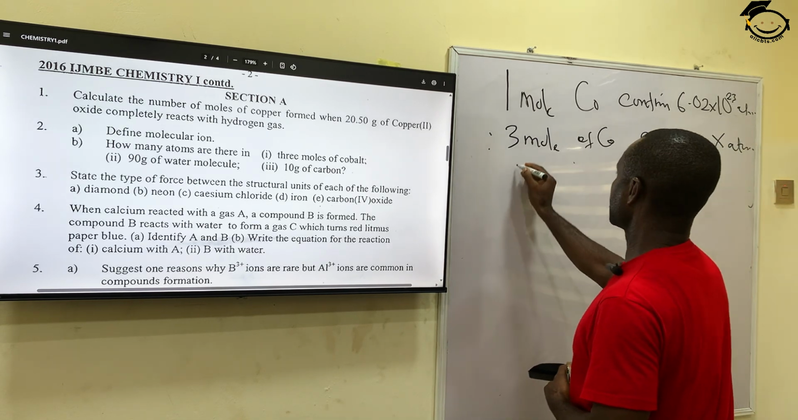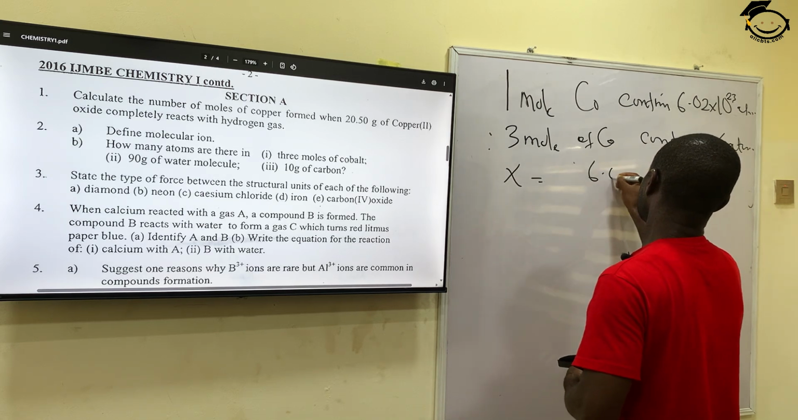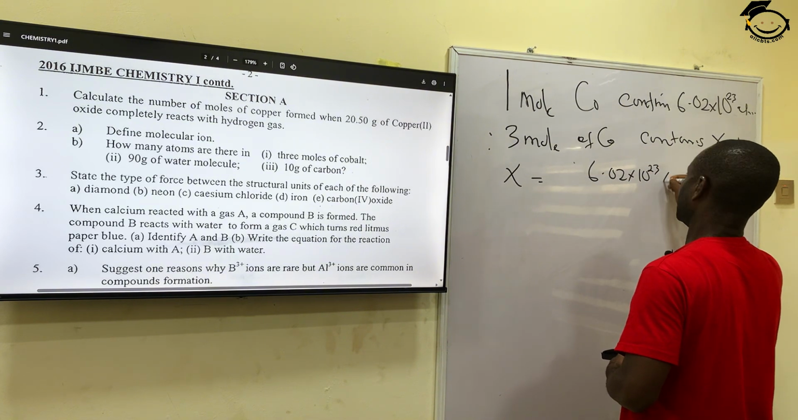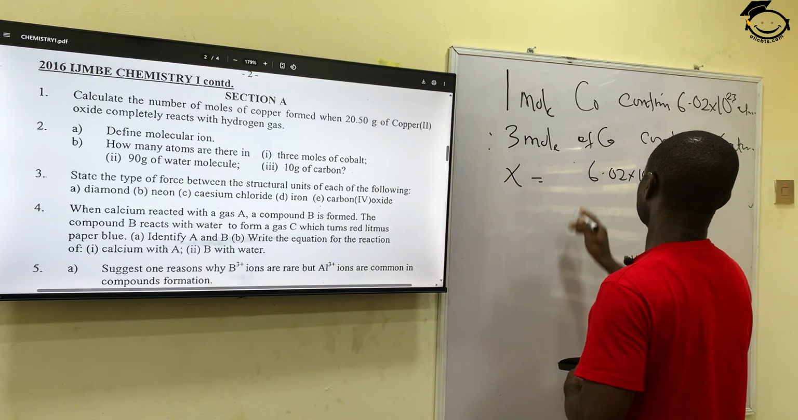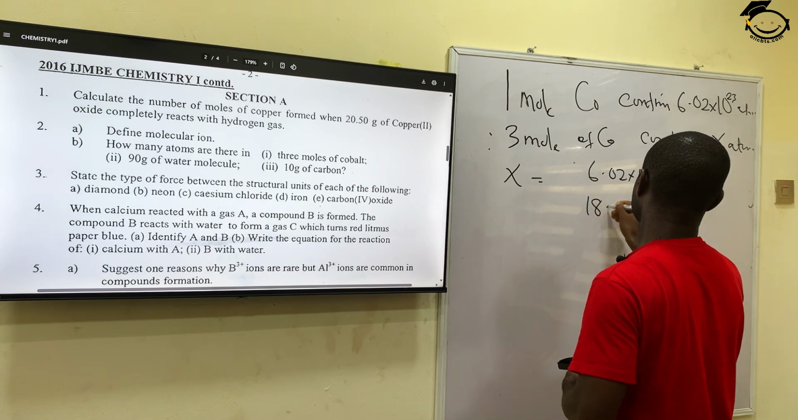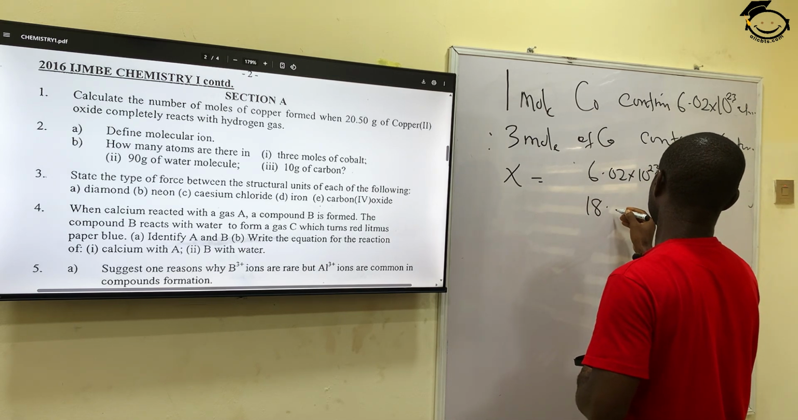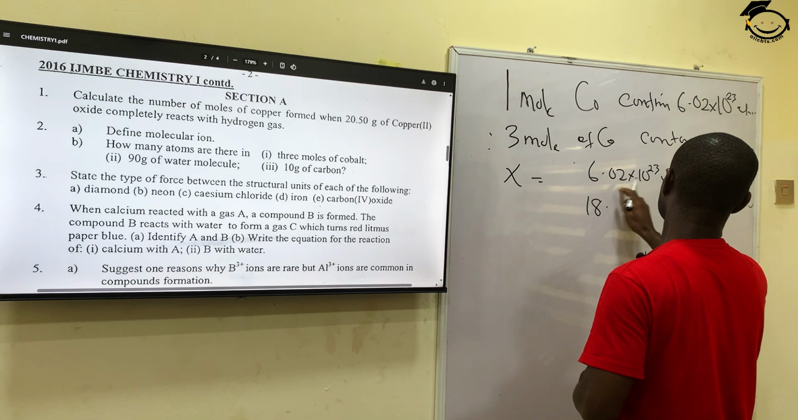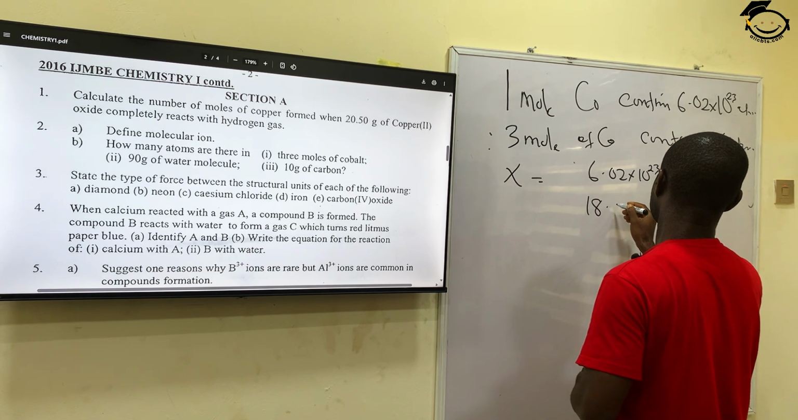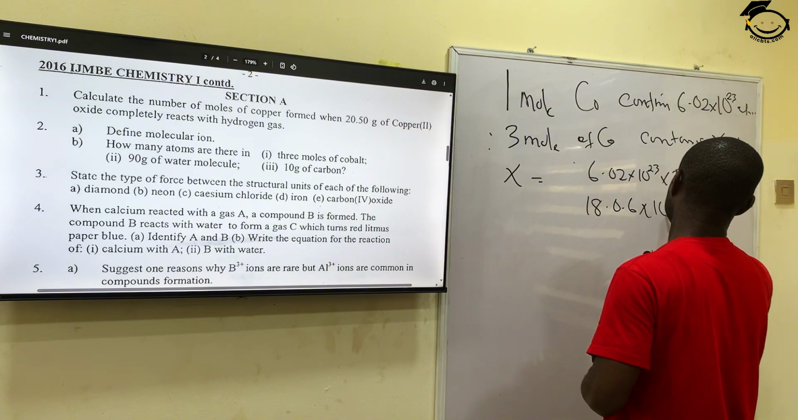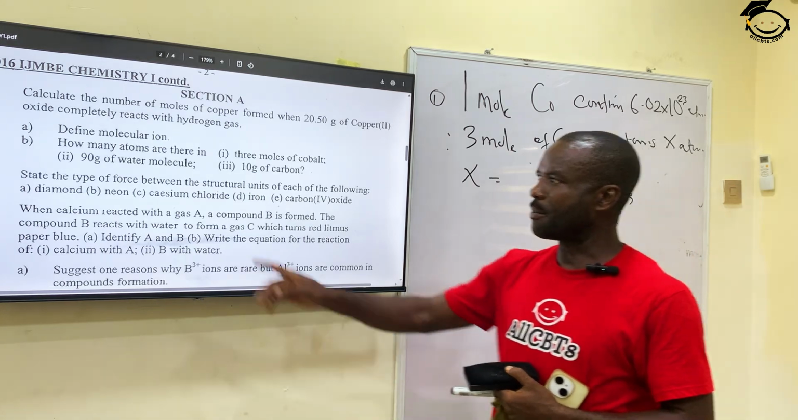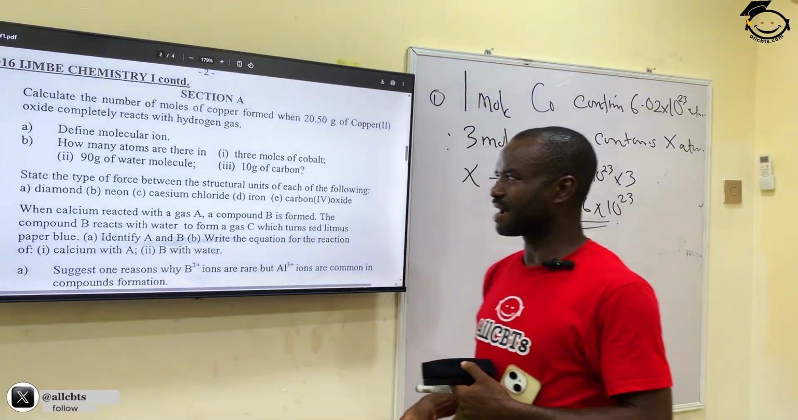So cross multiply, X gives you 6.02 times 10 raised to power 23 times 3, which will give us 18.06 times 10 raised to power 23. Answer. All right. How many atoms are there in 90 grams of water molecule?